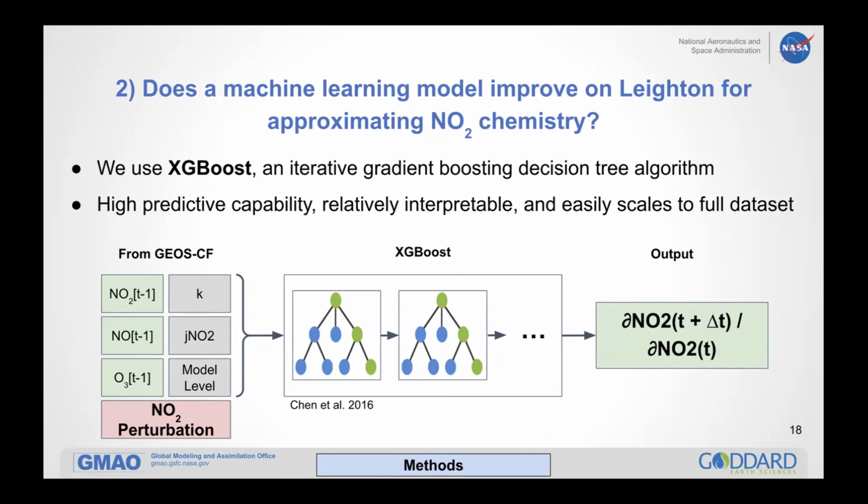So we then trained an XGBoost model to compare against the latent relationship. It has great predictive capability and it's also relatively interpretable and very efficient. And this is why we used it. The input data were the variables used in the latent relationship, and we trained it to again predict the change in the NO2 gradient over one time step.